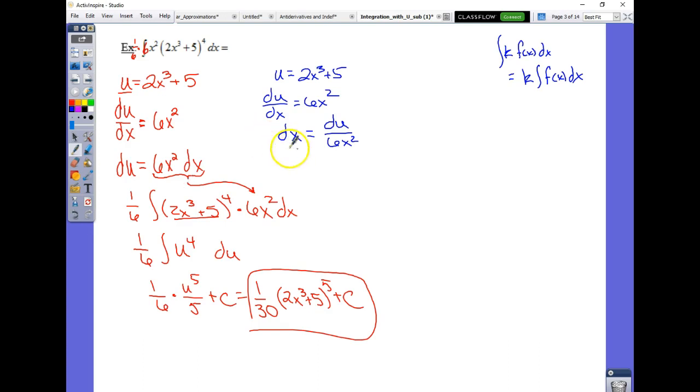This particular process allows me to take this problem and call this u to the, what was it, fourth power? Times x squared times du over 6x squared. So what did I do here in my blue side? I canceled out just the x squared, and I replace the x squared here, and the x squareds cancel out, and I'm left with a du over 6.